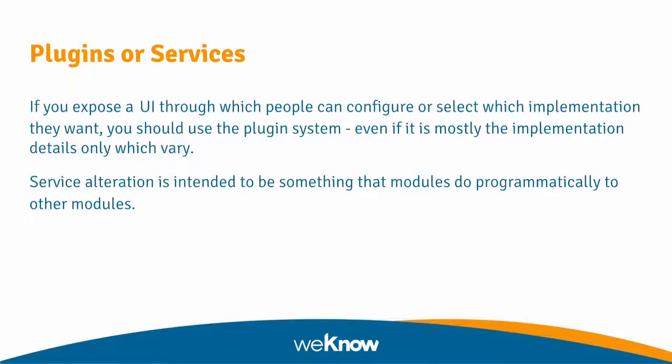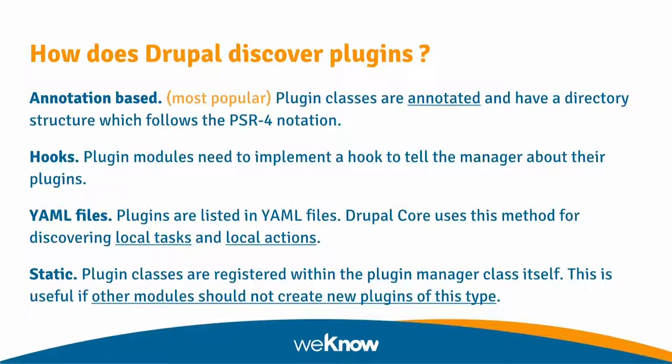So yeah, this is important. How does Drupal know about your plugin? There's 4 or 5 different ways. The first one is annotation based, which is the most popular. That means that when you're writing your plugin and you're writing the functions, a plugin is basically a class, and then the class has annotations, which says this class is a plugin of type X, Y, and Z, field or block or whatever.